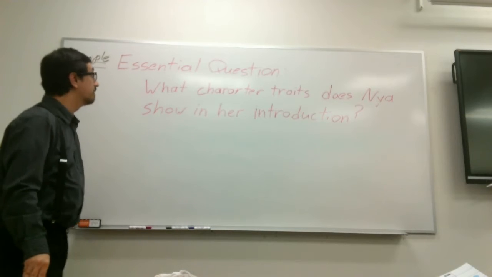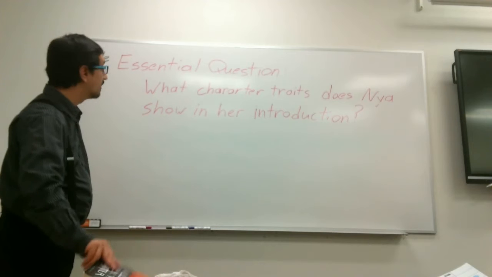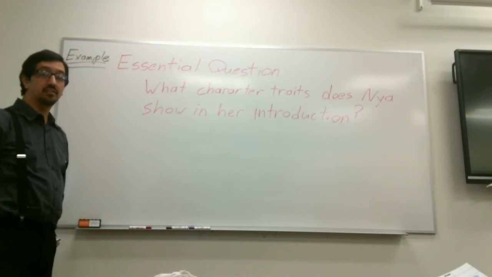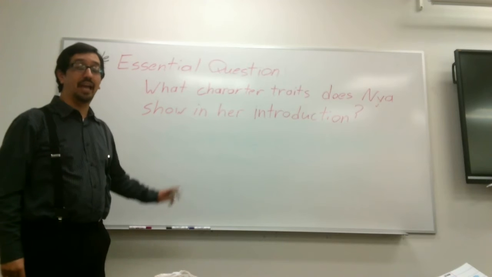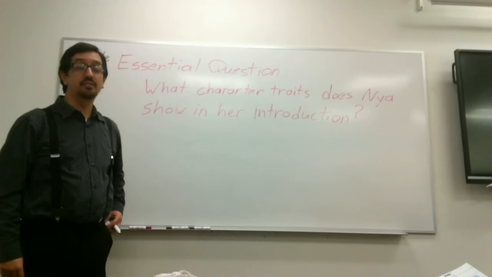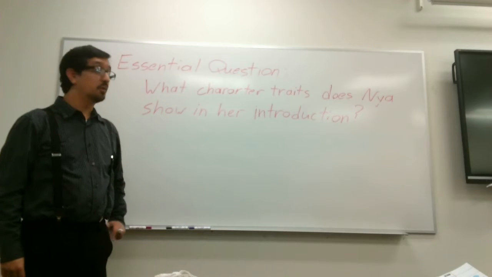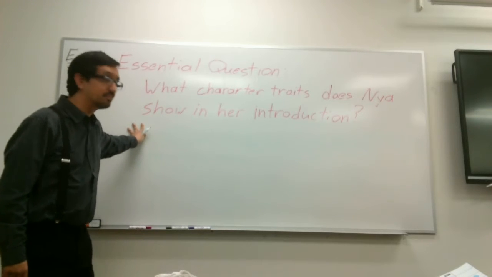So for this question, we are pulling our answers out of A Long Walk to Water, and it says, what character traits does Naya show in her introduction? So the very first thing, before we even try to answer this claim, is we need to restate part of the question in the answer. And what that means is we use words from the question that we're going to put in our claim.